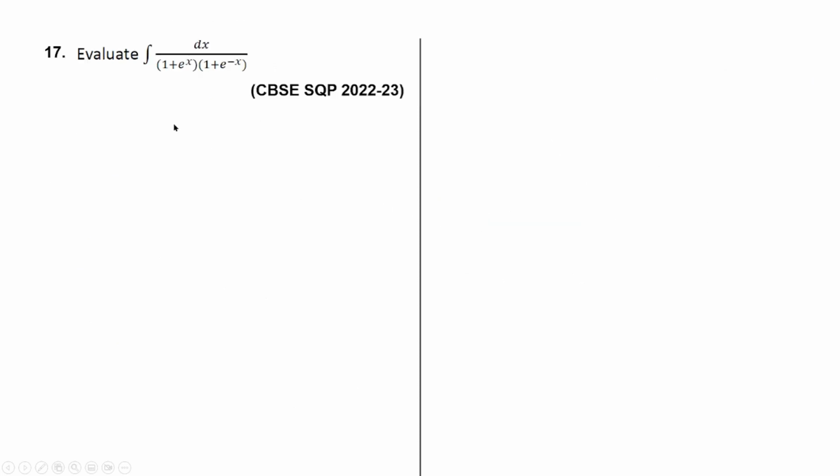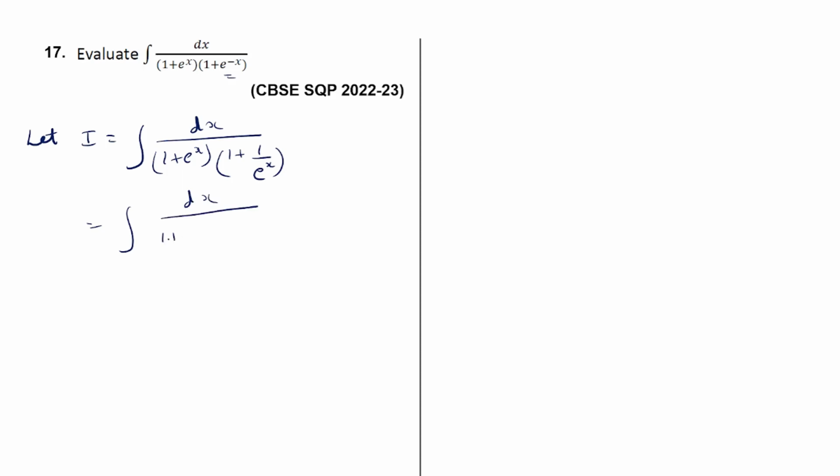Next question, evaluate integral dx upon 1 plus x into 1 plus e raised to minus x. So here for this question we have to use integration by substitution. Let us take the given integral as let I equal to integral dx upon 1 plus e raised to x into 1 plus e raised to minus x. We can write it as 1 plus 1 by e raised to x. So if we take LCM, it is dx upon 1 plus e raised to x into e raised to x plus 1 by e raised to x.